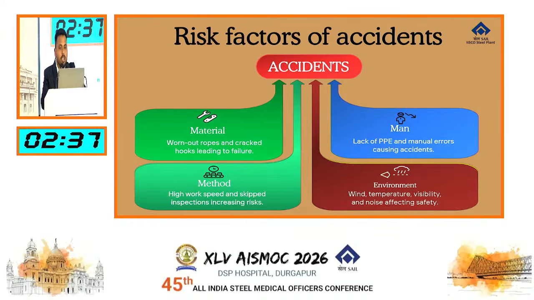Here are some of the risk factors which resulted in these sorts of accidents. To name a few, the first one was human factor, where lack of PPE and manual error resulted in these accidents. Environmental factors such as wind, temperature, and visibility. Methodical factors such as violation of SOP, and materialistic factors such as worn out wire ropes and cracked hooks led to these accidents.